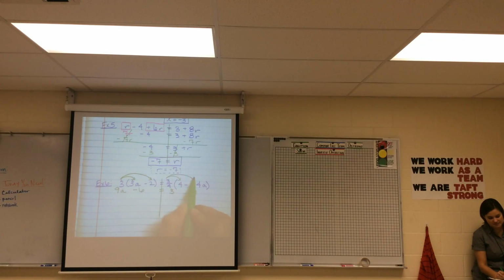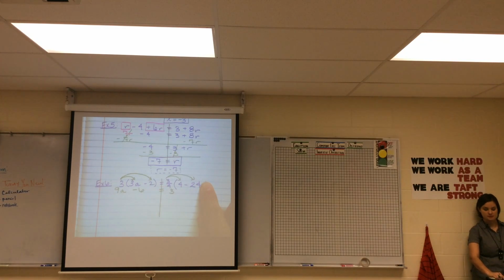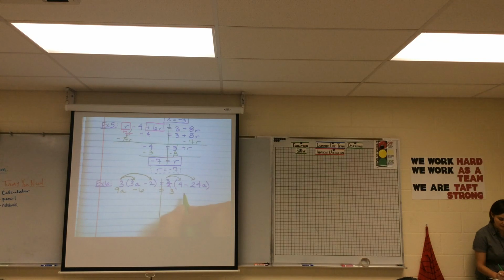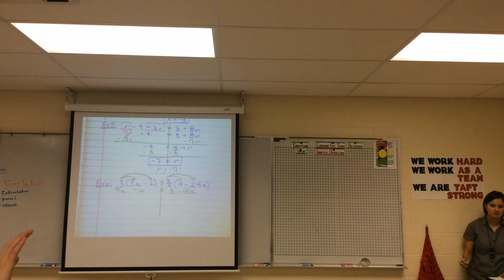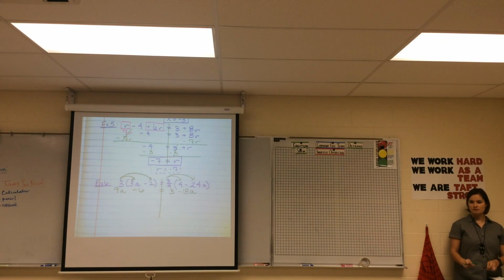And then 3/4 times negative 24a. So we're going to multiply the coefficient first. Negative 24 times 3/4 is negative 18. And don't forget your variable a. Yes, ma'am. How did you get 3?